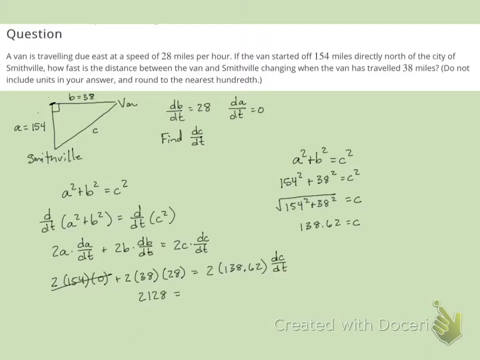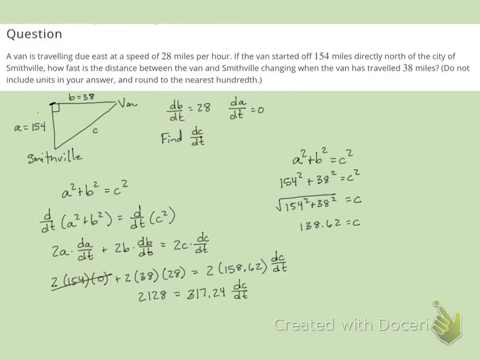2128. And 2 times 100 and... is that 58 or 38? Can't read my own handwriting. Hold on. This is a 58. 2 times 158.62 is 317.24.